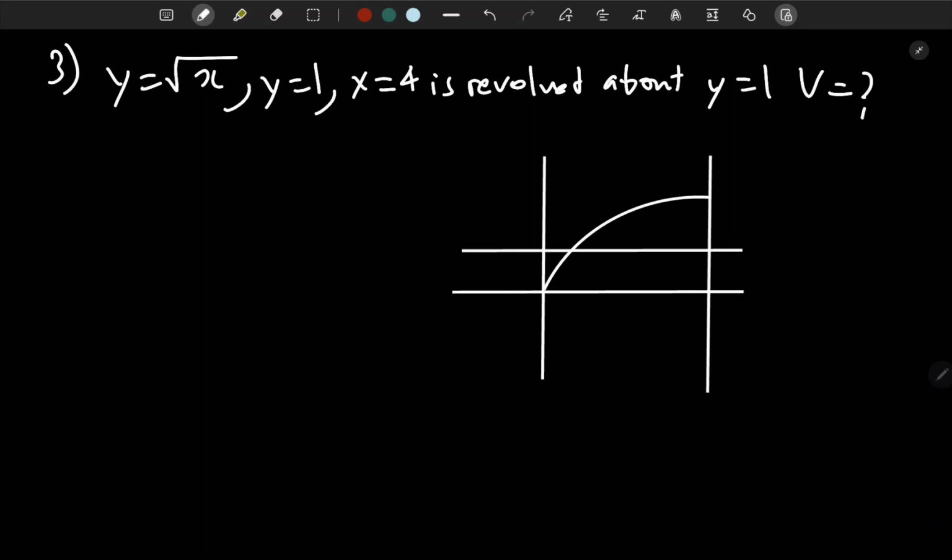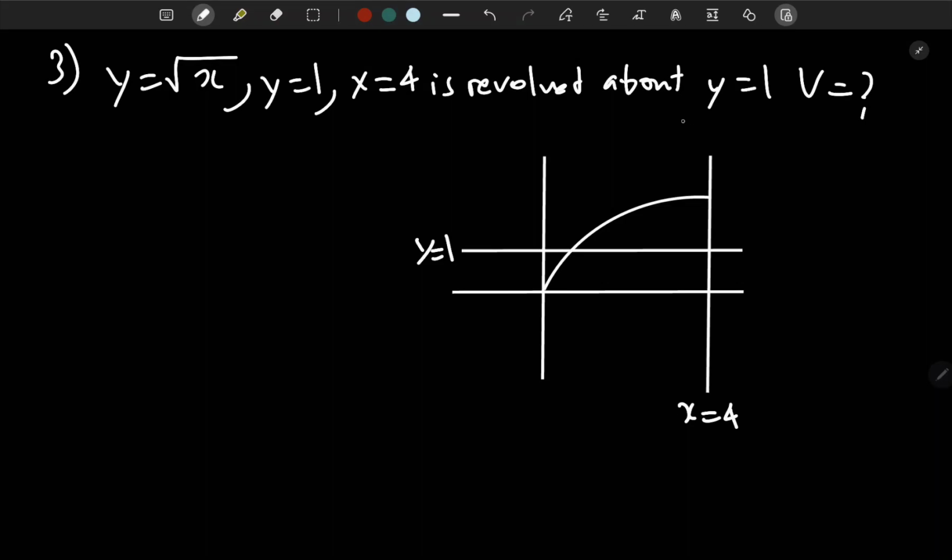So our next question is a bit more complicated, as we are rotating around y is equal to 1. So I need your full attention. We know that the equation of the curve is y is equal to radical x, and it is bounded by y is equal to 1 and x is equal to 4. So x is equal to 4 is a vertical line. Let me write it over here. x is equal to 4, and this straight line is y is equal to 1, right?